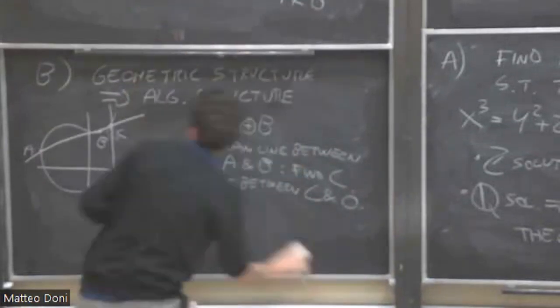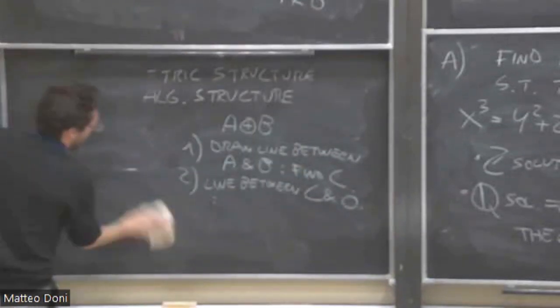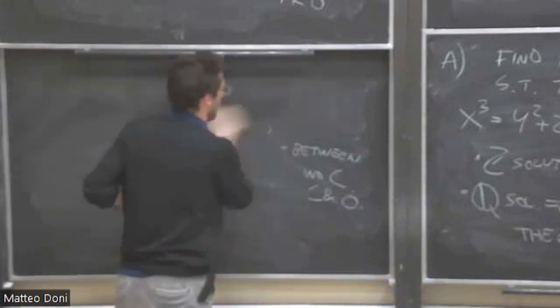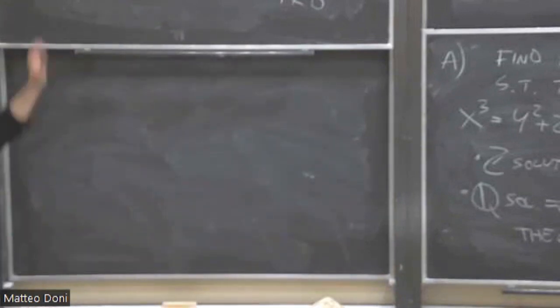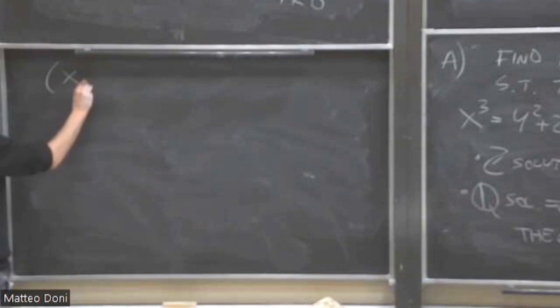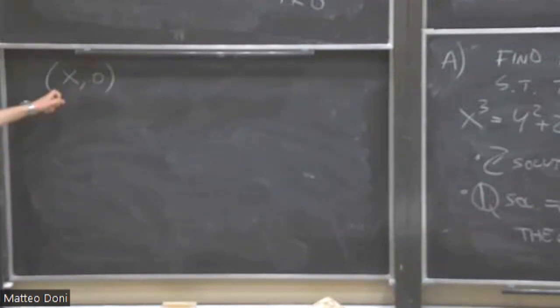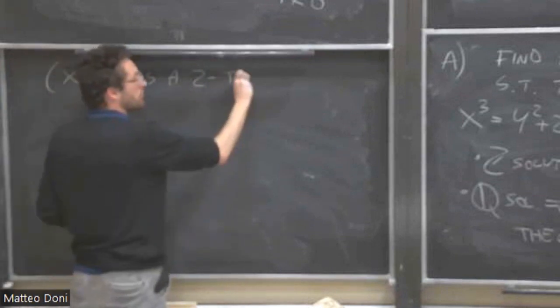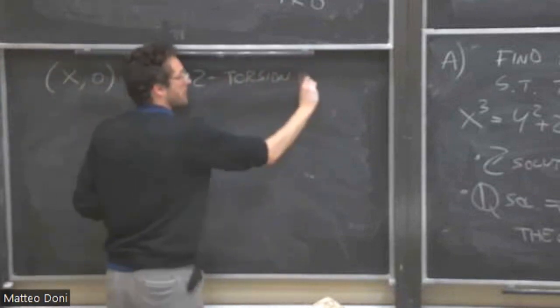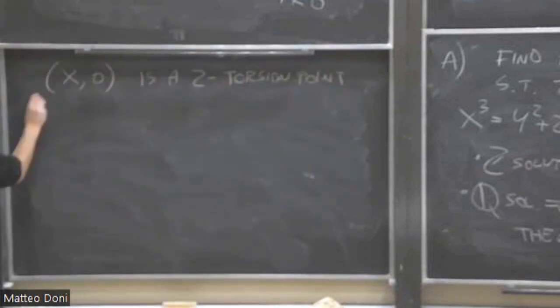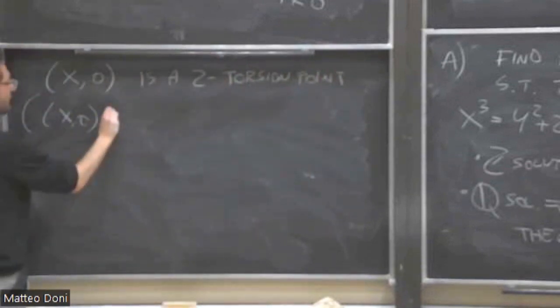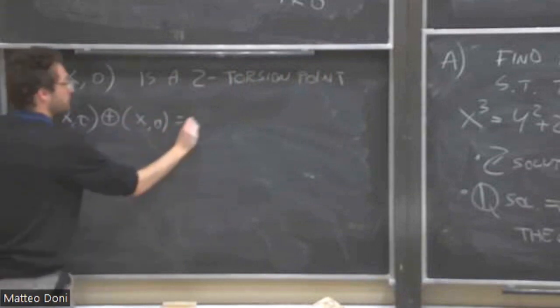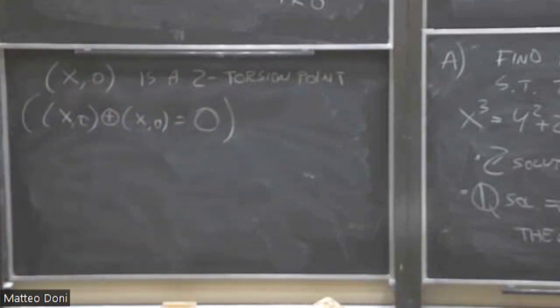And this is also nice from an algebraic point of view, because if I consider the group of Q solutions of my elliptic curve, then by the geometric group law, it is not difficult to prove that a solution of the form x0 is a two-torsion point. Meaning that if I sum this point with itself, I obtain exactly the point at infinity.